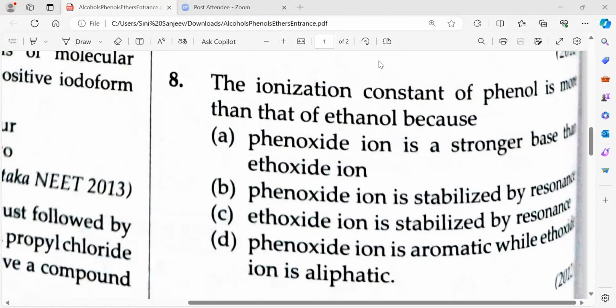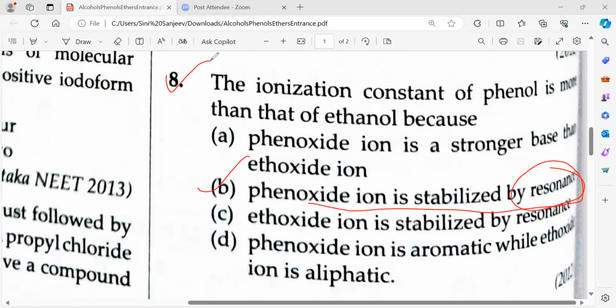Samidhi, what is your answer? Very good. Perfect. So it's option B. So now you can see the thing, right? Now we know the keyword properly. Stabilized by resonance. This is how we have to approach.